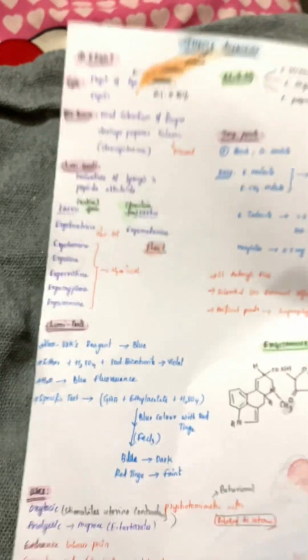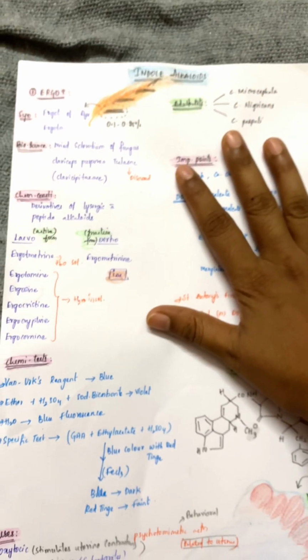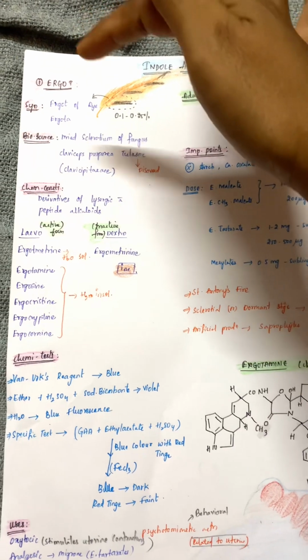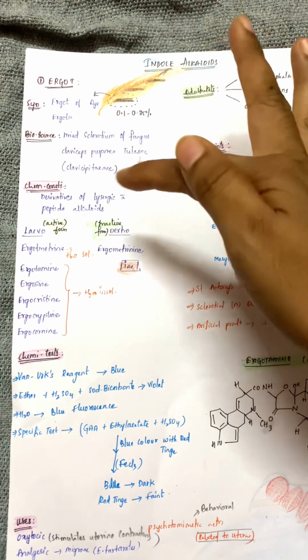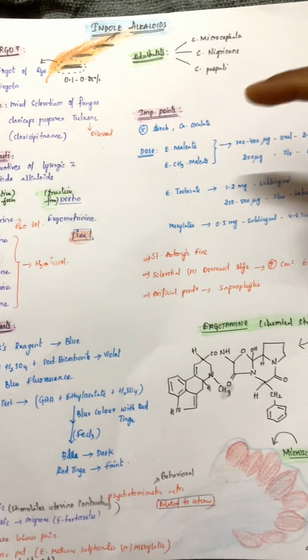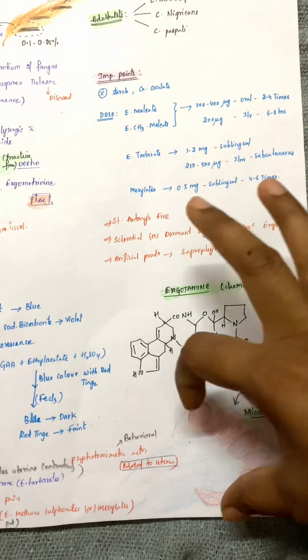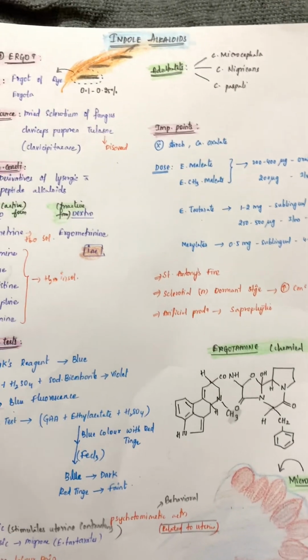So this is about the ergot. In pharmacognosy we have seen synonyms, biological source, chemical constituents, chemical tests, uses, adulterants, important points, its structure and the microscopic structure. Okay, we'll meet in another class.